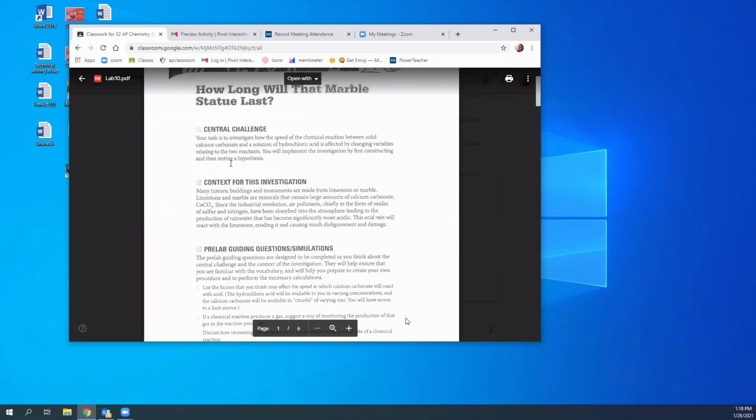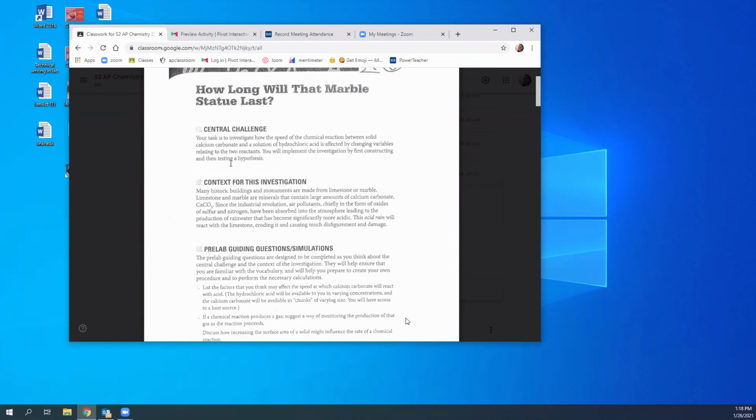So our central challenge is to investigate the speed of a chemical change between solid calcium carbonate, I'm going to grab it, which is what's in seashells and chalk, exoskeletons. So I have it in this pebble form and lots of different sizes, but you also have a mortar and pestle available to you. Keep that in mind. Your task is to investigate that, one of the reactants, and hydrochloric acid, aqueous. You can also pick the molarity on that.